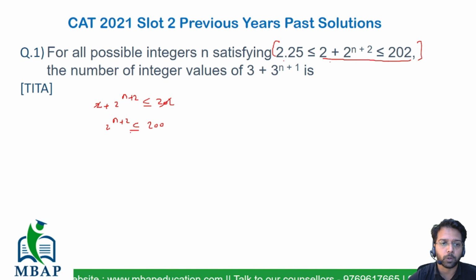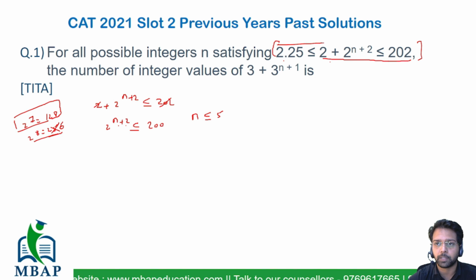Now I'm going to look at all those values which are the powers of 2. We know 2 raised to 7 is 128 and 2 raised to 8 is 256. Now 2 raised to 8 is 256, which is more than 200. So the only value I can take is 2 raised to 7 or less than that, to make it less than or equal to 200. Now if n plus 2 is less than or equal to 7, then n can take all the integral values less than or equal to 5.